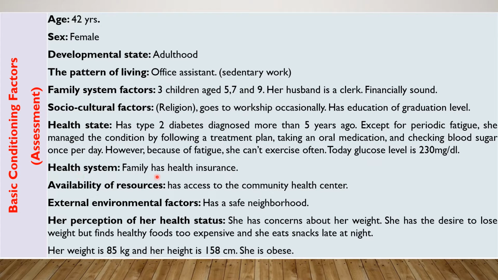Health system. Family has got a health insurance. Availability of resources. She has access to the community health center. External environmental factors, has a safe neighborhood. Her perception of her health status. She has concern about her weight. She has the desire to lose weight but finds healthy food too expensive and she eats snacks late at night. Her weight is 85 kg and her height is 158 cm. She is obese. So these are the data which we collected during the assessment regarding the basic conditioning factors.